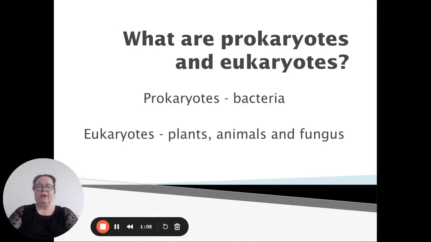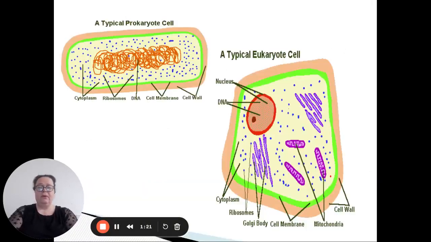Okay, well done. Right, with that in mind, we need to be able to look at a prokaryotic cell and a eukaryotic cell and identify which is which. And there's a few things that we're looking for here. So I've got a diagram here. This one is a typical prokaryote cell, so a typical bacteria cell. And this one is a typical eukaryote cell. So this could be a plant or an animal. It looks like an animal because it hasn't got any chloroplasts. So if you're given these and you're not told which is which, we're looking for a few things.